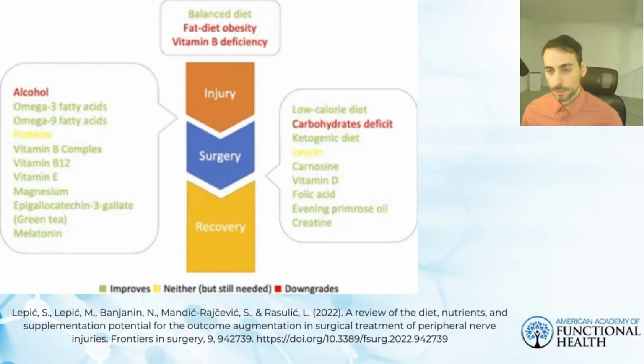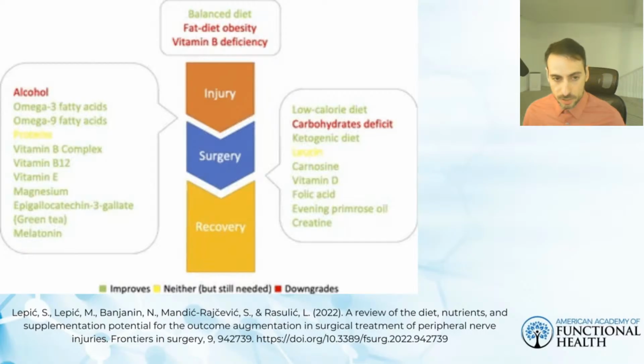Here the authors divided it into injury and then surgery, right? So after surgery, you could consider recommending some of these, which is after the nerve damage has already occurred. Good quality fats are really important. That would be olive oil and omega-3s. Those are associated with less inflammation and less damage to the tissue, right?